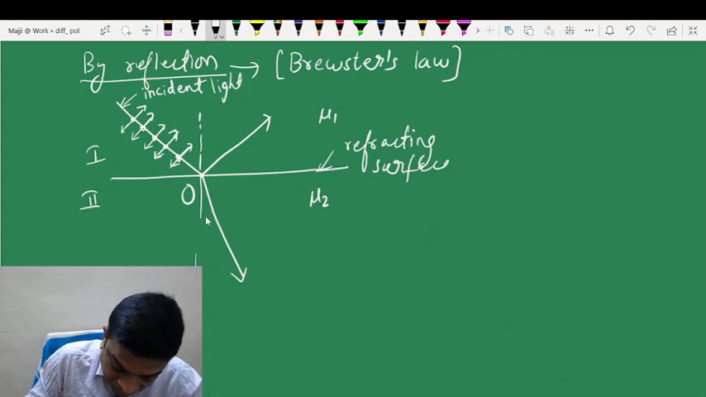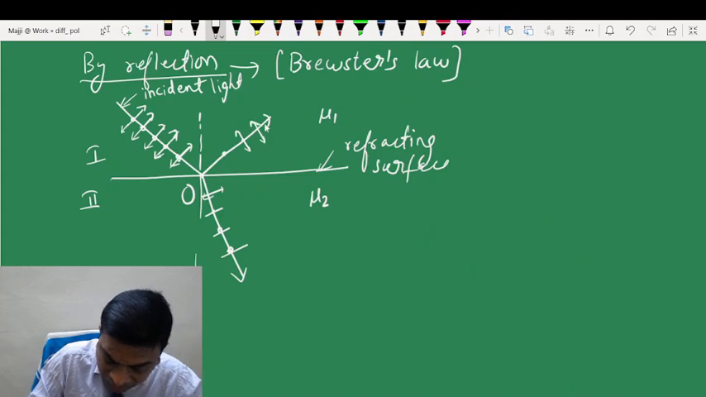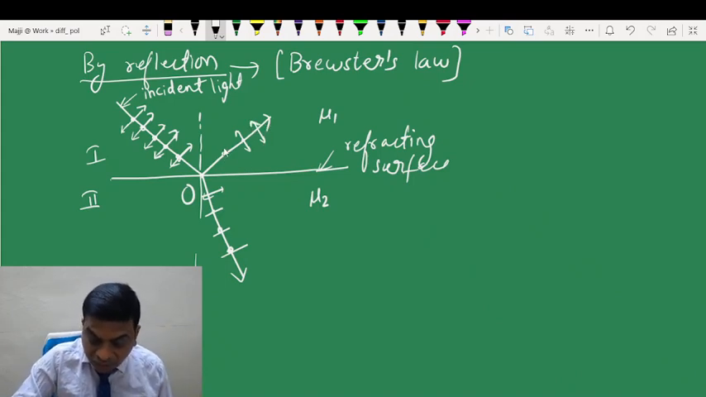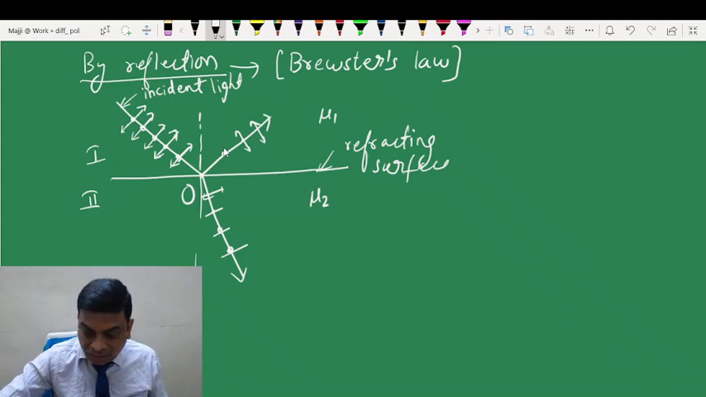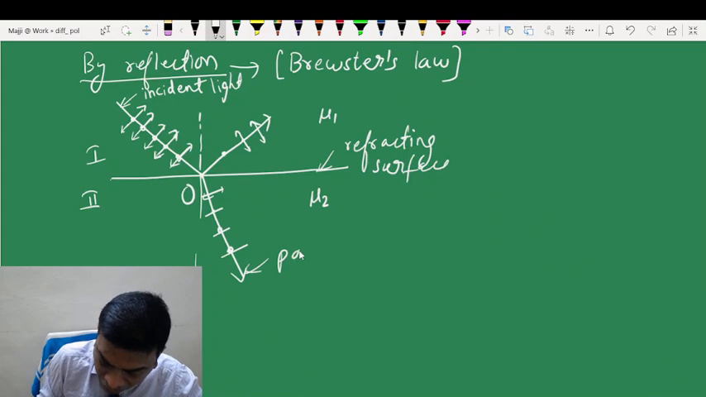It is found that the refracted ray as well as the reflected ray are partially polarized. So what is the meaning of partially polarized? It means the vibrations in a certain plane have reduced, though not altogether eliminated, but definitely reduced in a certain plane, and the light has become more rich in one plane than in other planes. So such light is known as partially polarized light.